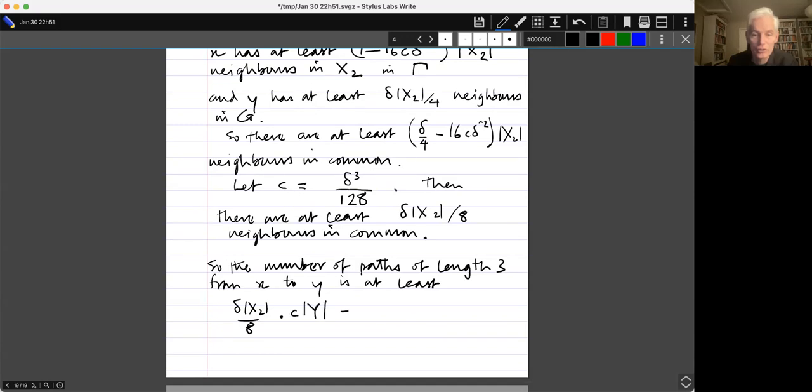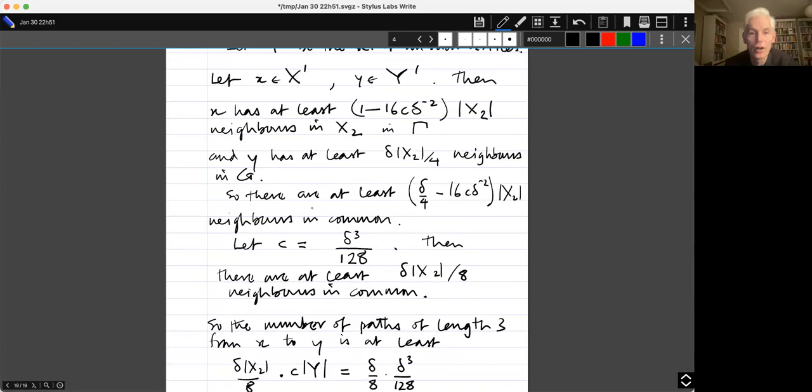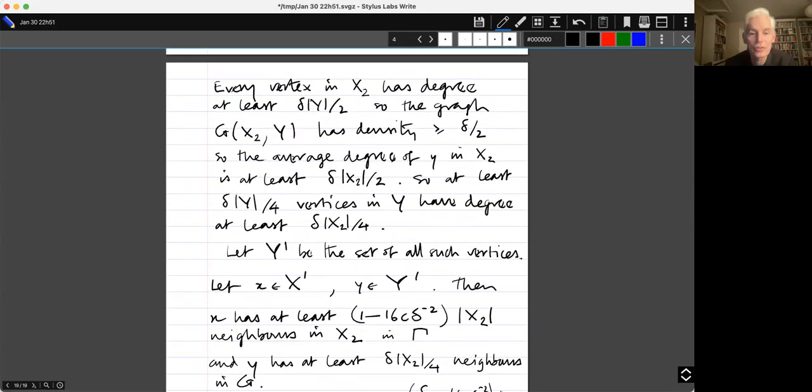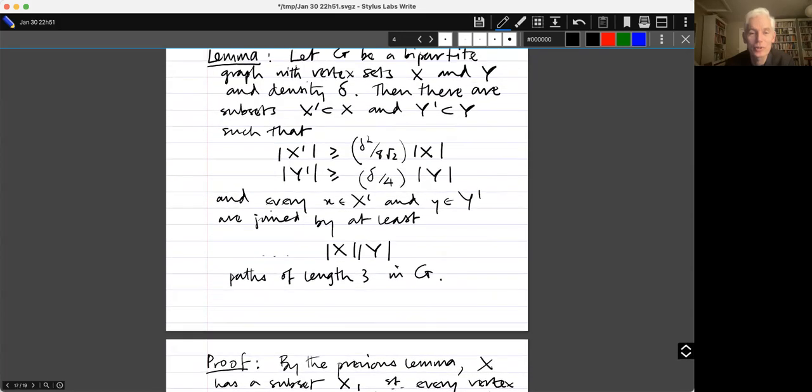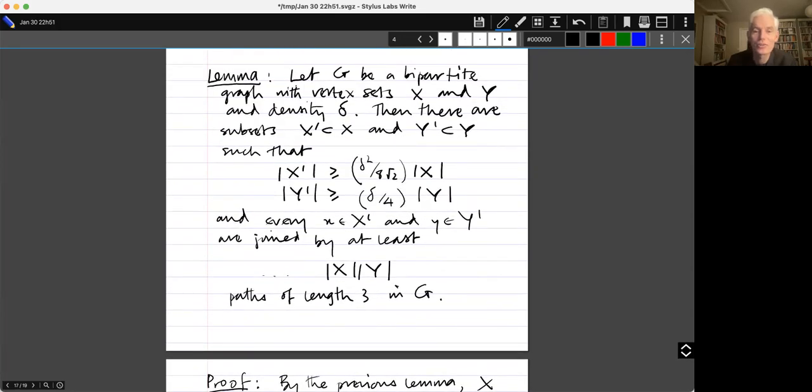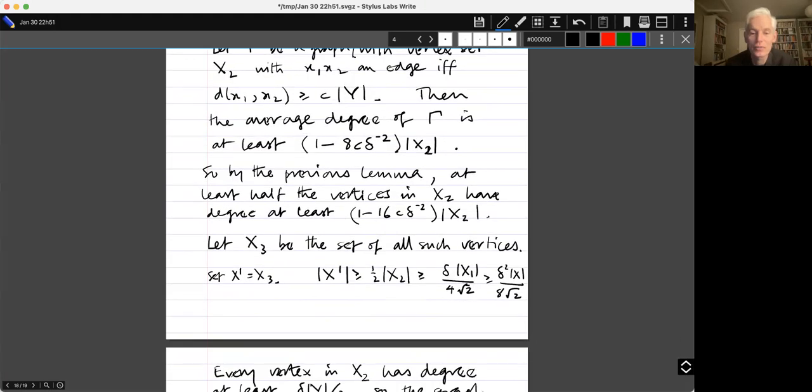And now let's just say a little bit about what that is. So we've got a delta over 8, and c was delta cubed over 128. And what was x2? x' was at least half of x2, and just to remind myself quickly, x' was at least delta squared over 8 root 2. So we get delta squared over 4 root 2. We can have it here.